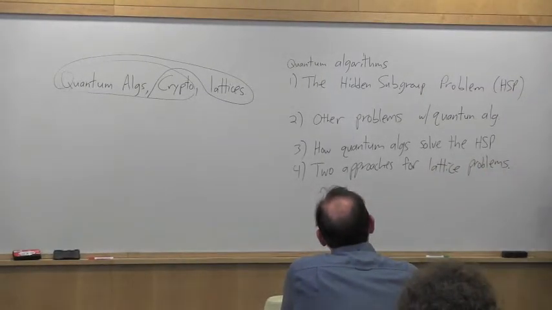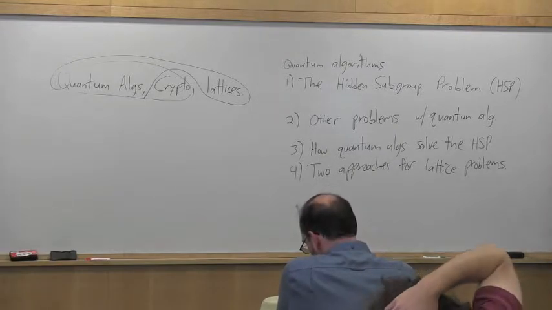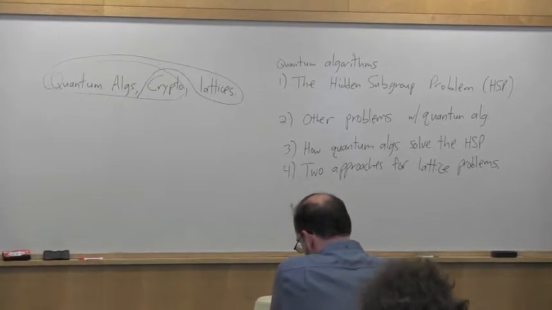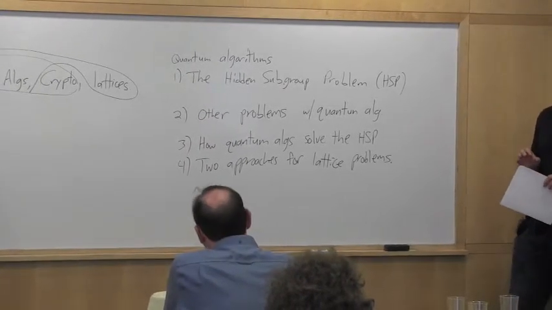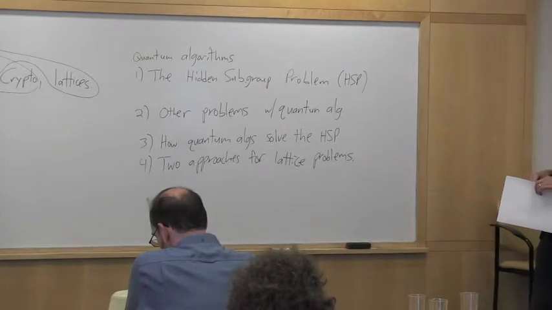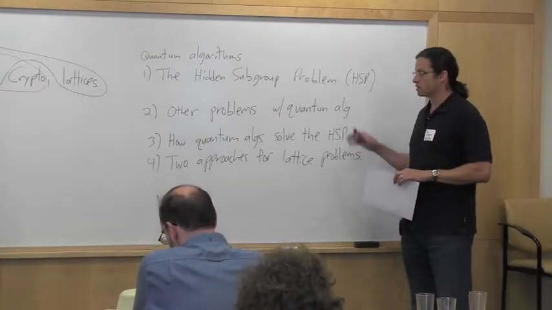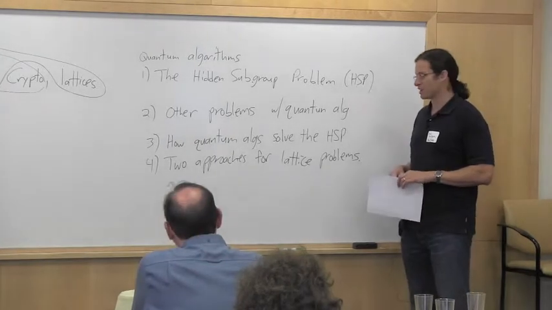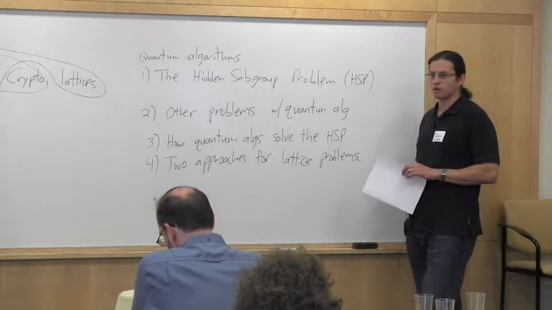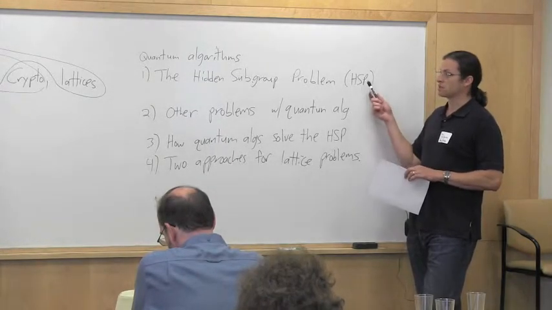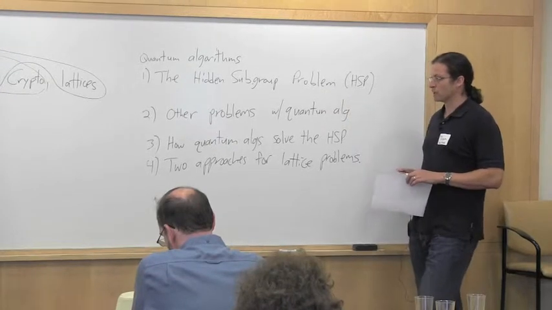So here's an outline of the talk. I'm going to start by talking about the hidden subgroup problem. I'll spend some time giving a lot of examples of this. This is a problem that models most exponential speedups that we have for quantum computing. I'll mention a few other problems that are not hidden subgroup problems to show you something else. And then I'll give you some idea how the quantum algorithms can solve the HSP. Solve these problems so that they get reduced to it.